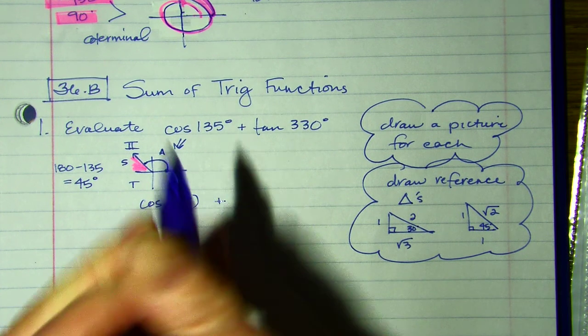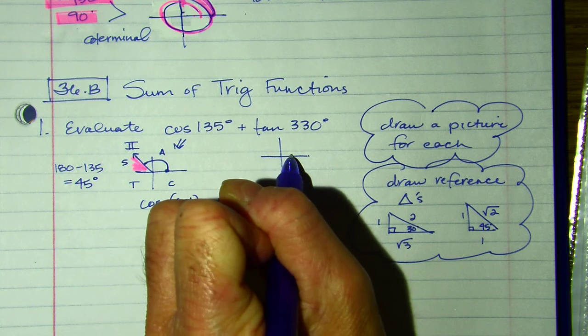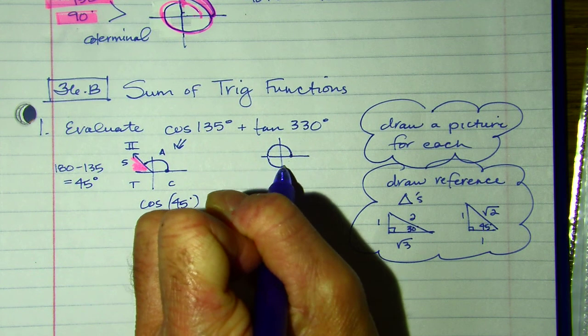So now I'm going to do the tangent of 330. So 330, going counterclockwise, right here is 180, 270, 330.